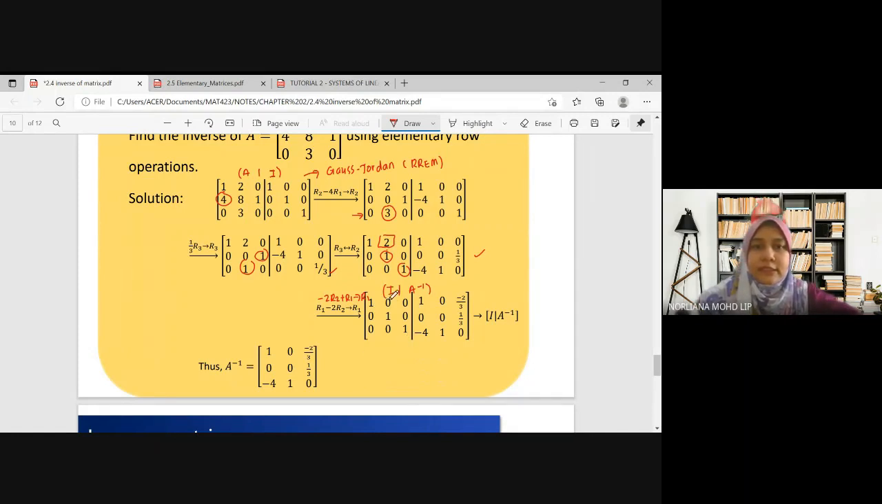Then we get the identity matrix at the left hand side, and the right hand side is the inverse of A. So you get this, this is the inverse of A.